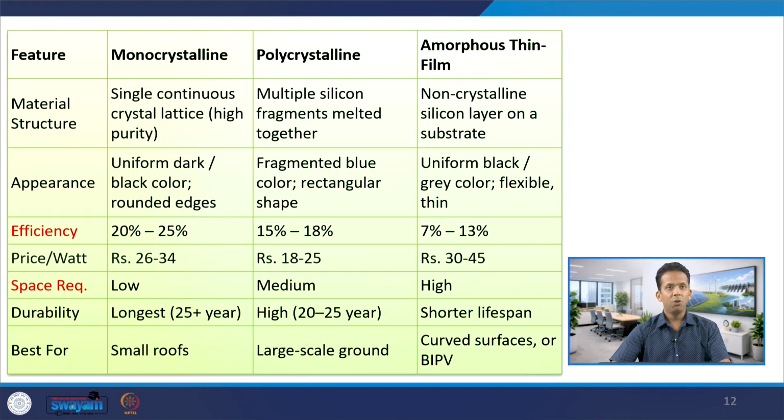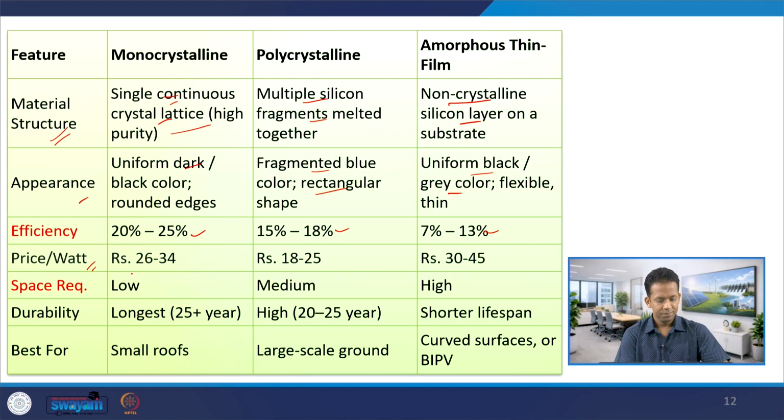If we have to compare them on the basis of different features, first on the basis of material: monocrystalline is a high purity single crystal lattice. Polycrystalline, multiple silicon fragments are melted together, and amorphous is a non-crystalline silicon layer on some other substrate. Appearance: monocrystalline is uniform. Polycrystalline is a fragmented blue color with gradient. Amorphous is also uniform black or gray. They can be flexible and they are thin. Efficiency: monocrystalline is highest, polycrystalline is somewhere between amorphous and monocrystalline.